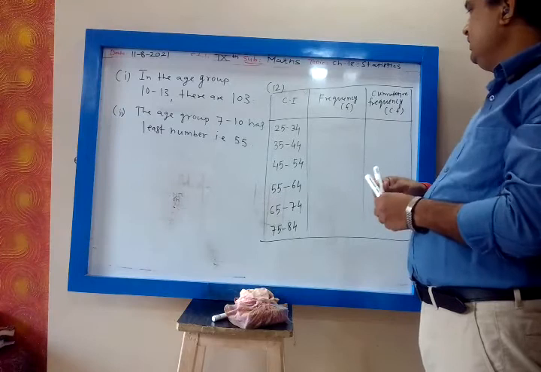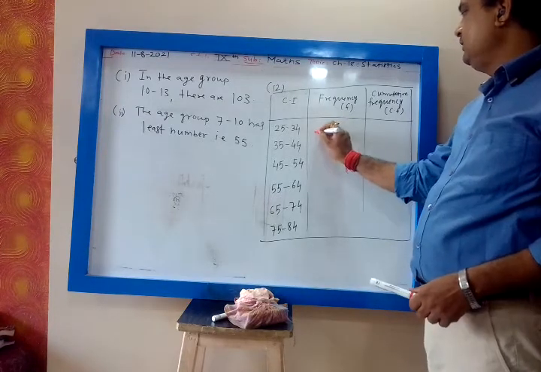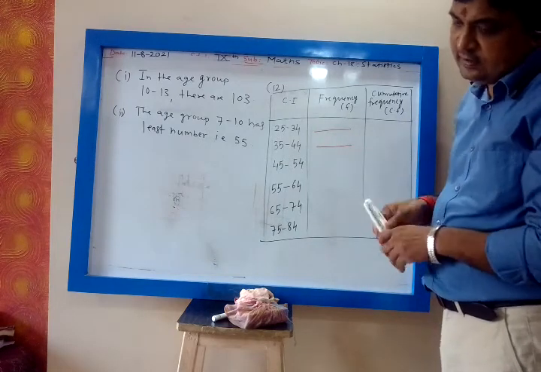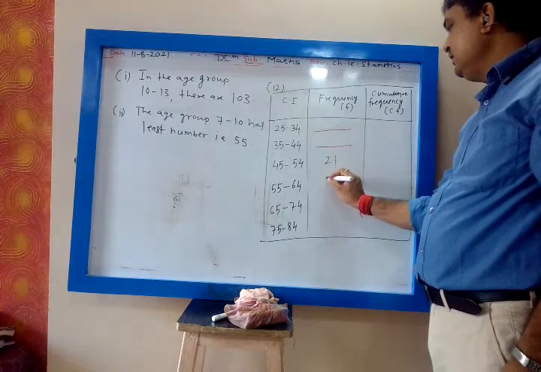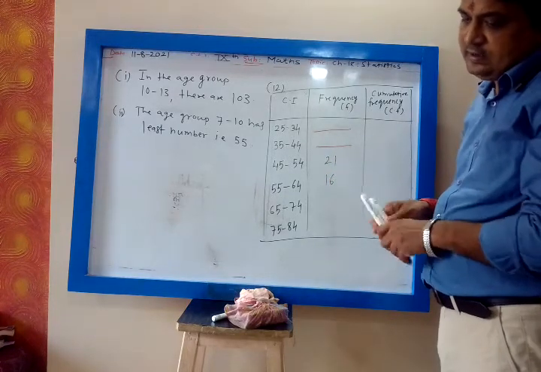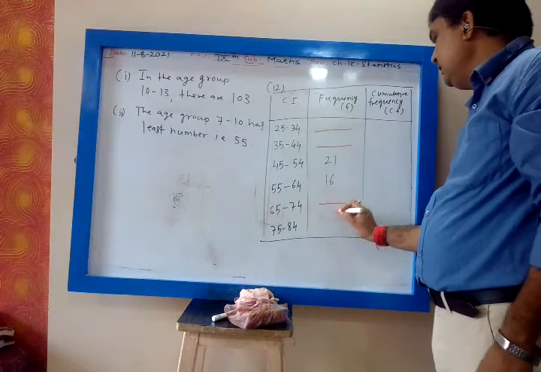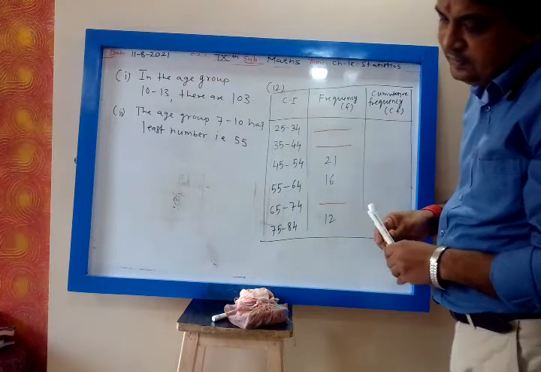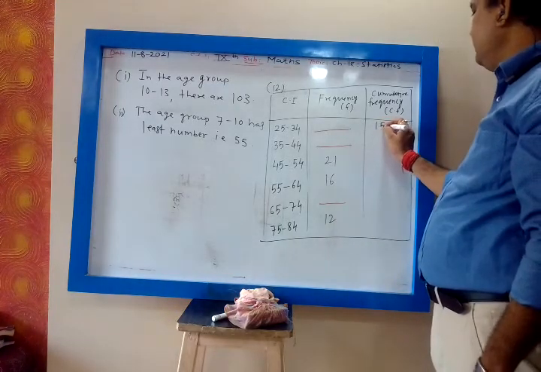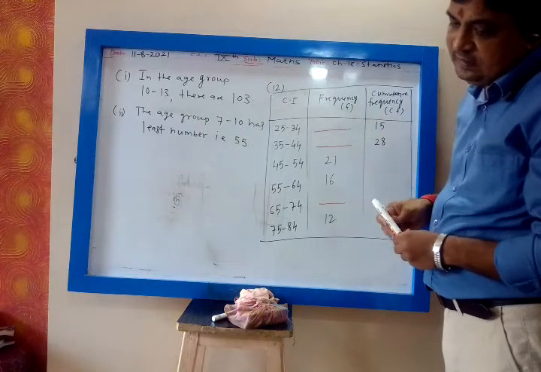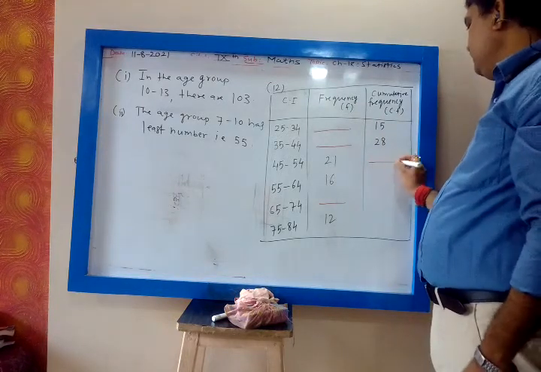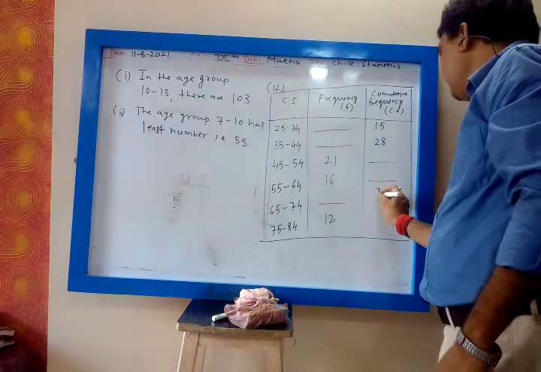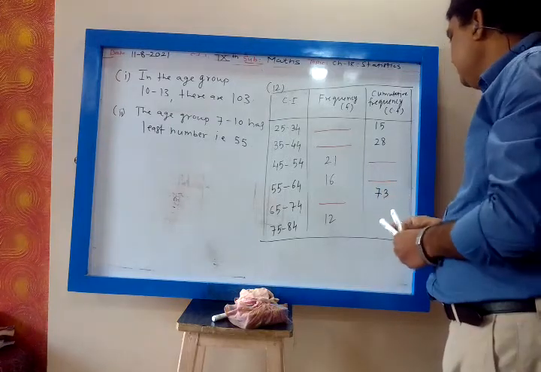Okay, this is given dash, then 21, then 16, then dash, then 12. Then in frequency we are given 15, 28, then CF is dash, this is dash, then it is 73, then last is dash.